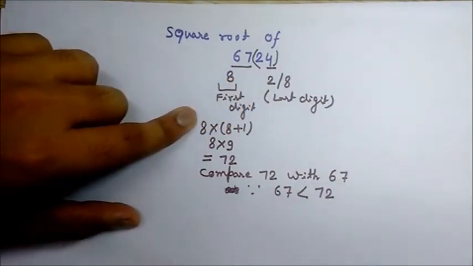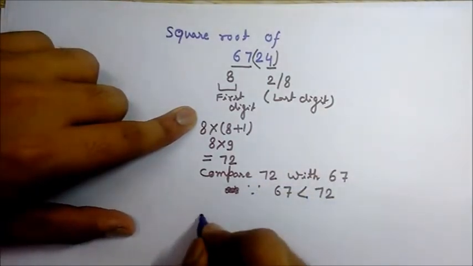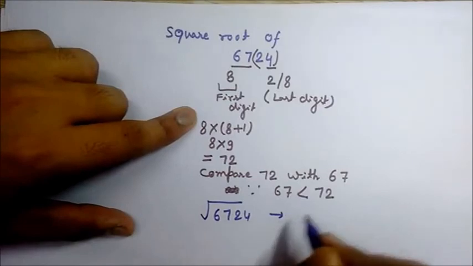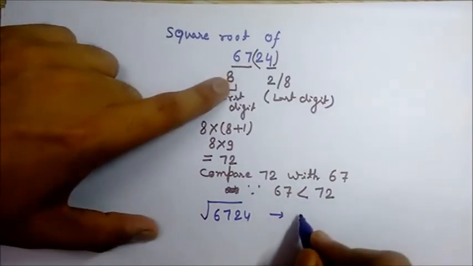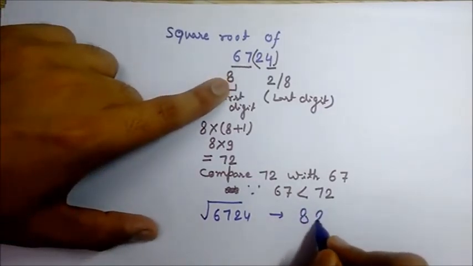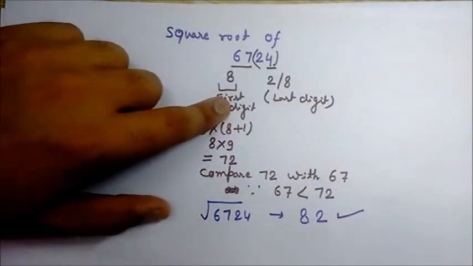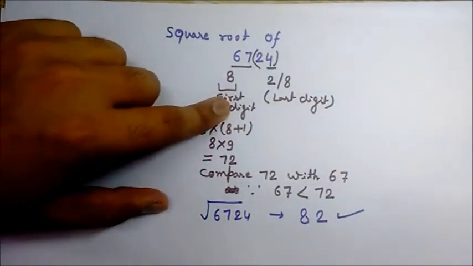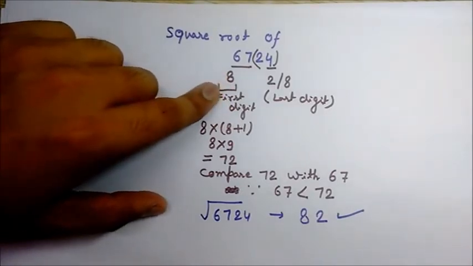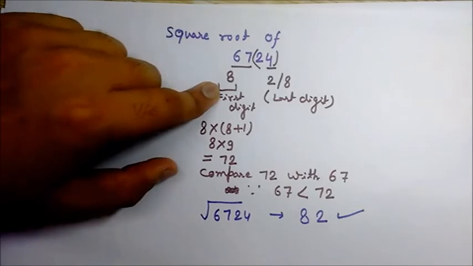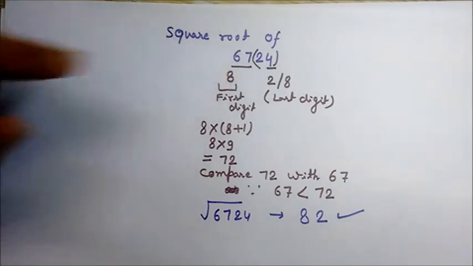So the square root of 6724 is 8 from this and 2 from these 2 and 8, so 82 is the square root of 6724. I hope you got the trick.